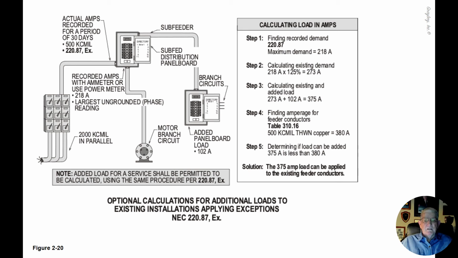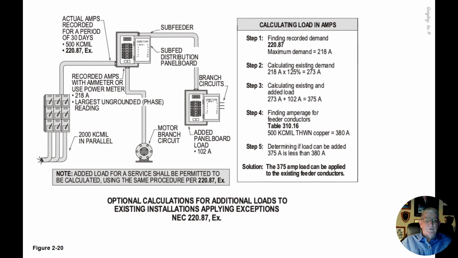calculated by 215.2(A)(1)(a) because we didn't have any ambient temperatures involved here as listed. Now, notice the note states added load for service shall be permitted to be calculated using the same procedure by 220.87 exception, but usually we would obtain this from the utility for a year to do this.